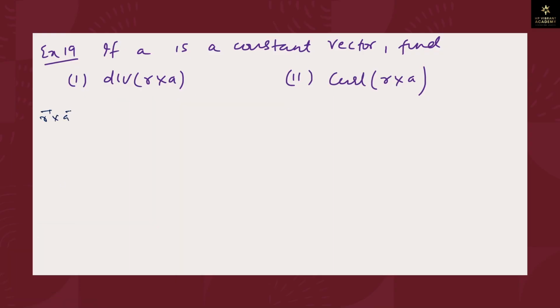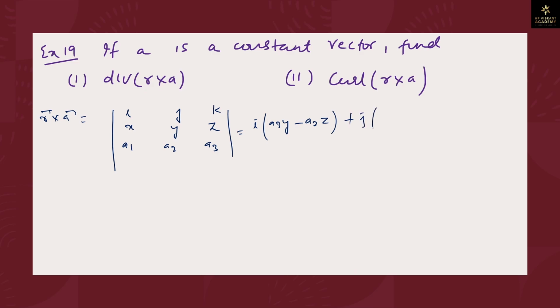R cross a is equal to the determinant with i, j and k, the components of the r vector x, y and z, and the components of vector a, a1, a2 and a3. So this is equal to i times (a3y minus a2z) plus j times (a1z minus a3x) plus k times (a2x minus a1y). Okay, this is r cross a.